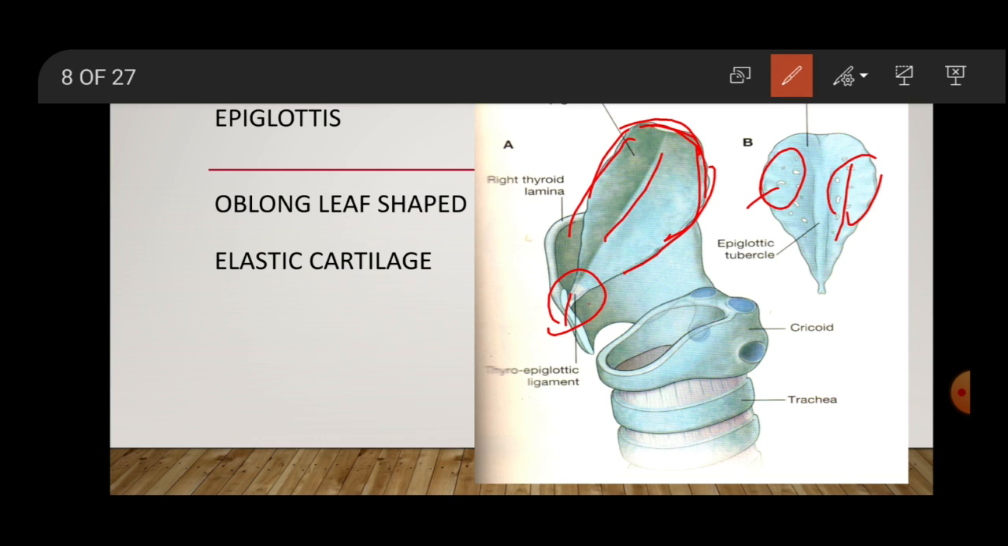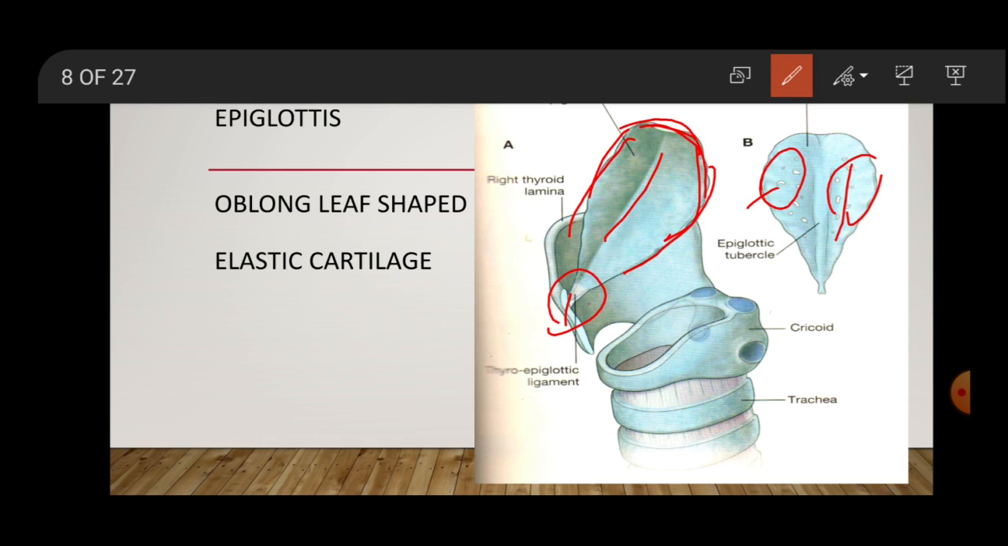And it has two surfaces, anterior surface and posterior surface. So the anterior surface is in relation with the tongue, and it is connected to the tongue by three mucosal folds: the median and lateral glossoepiglottic folds. The upper half of the anterior surface and posterior surface is lined by stratified squamous epithelium.